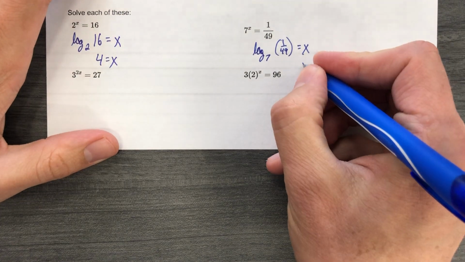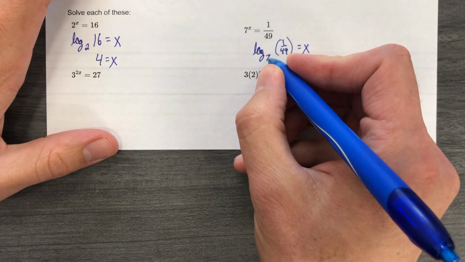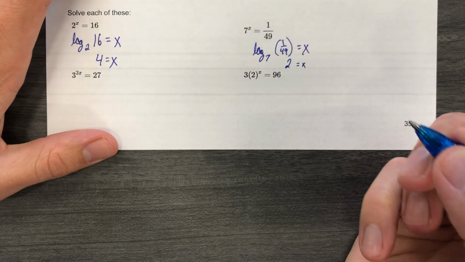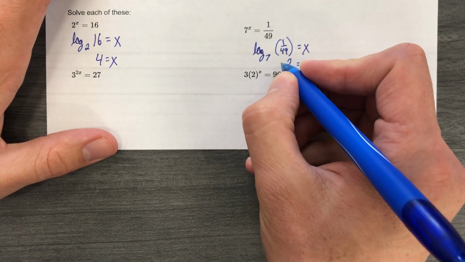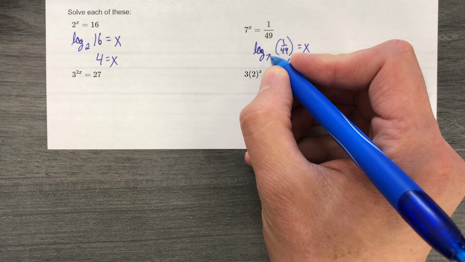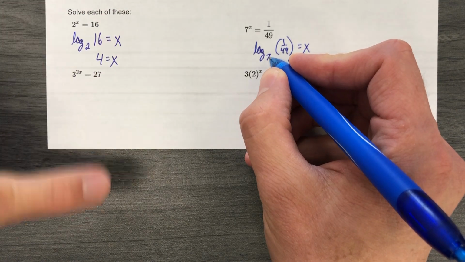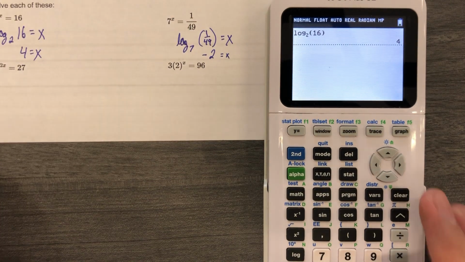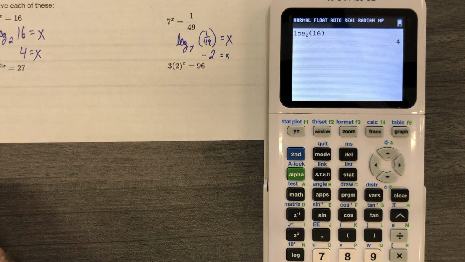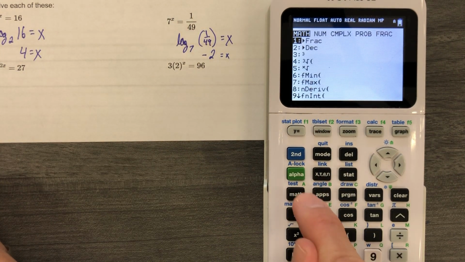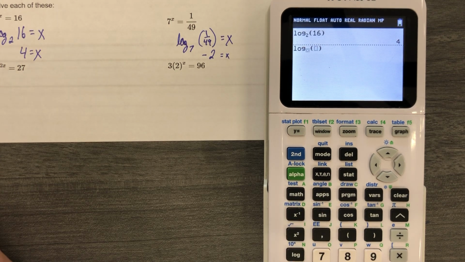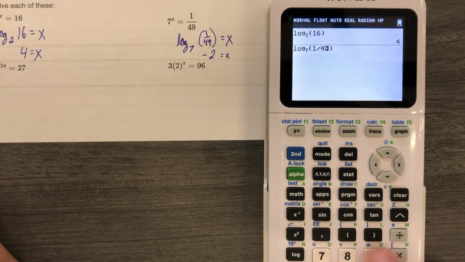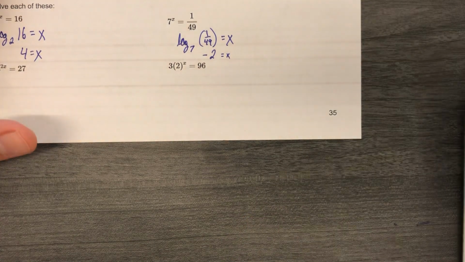And I blurted the answer a minute ago. It's -2. So 7 to the 2nd would give me 49, but 7 to the -2nd would take the 7 and put it in the denominator and then square it. So it's -2. And you can do the same thing here. By the way, if you're using a calculator, another shortcut to your shortcut, math, alpha, math. It's beautiful that way. 7 and then 1 over 49. And it is -2.